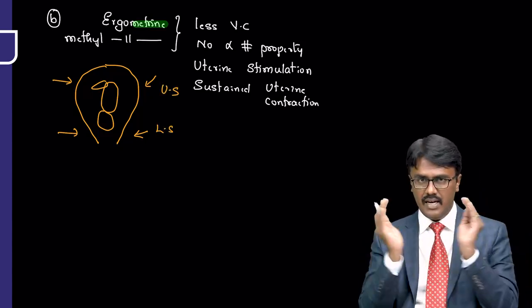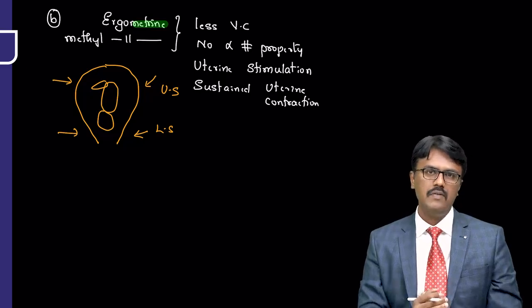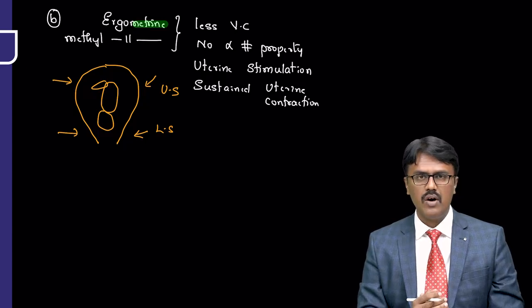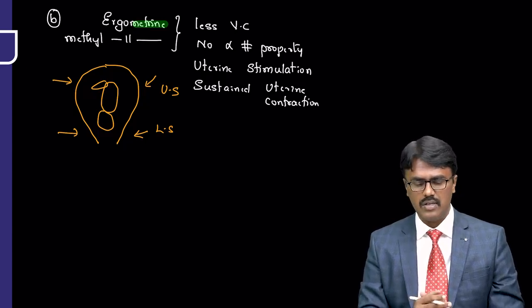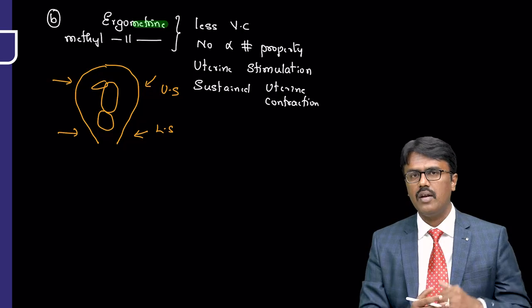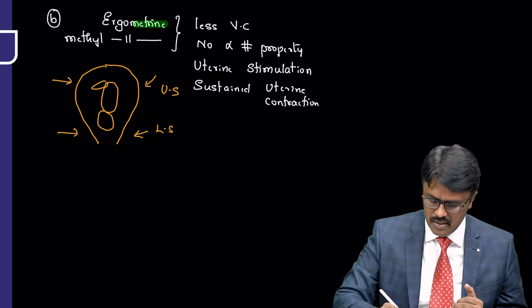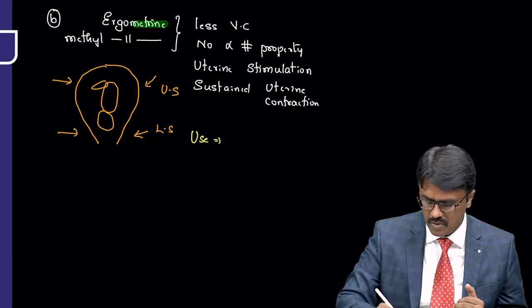So the fetus is entrapped inside, and it will lead to fetal distress. That's the reason it is not used for induction of labor. Ergots, particularly ergometrin and methylergometrin, are not used for induction of labor or in between labor. Their major use, where to use them? Can you guess? They are used in postpartum hemorrhage.